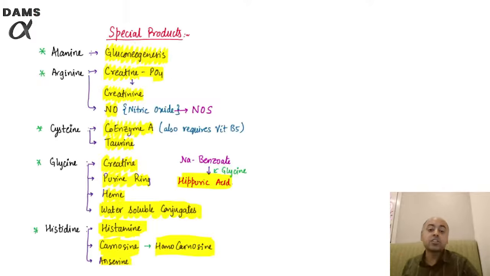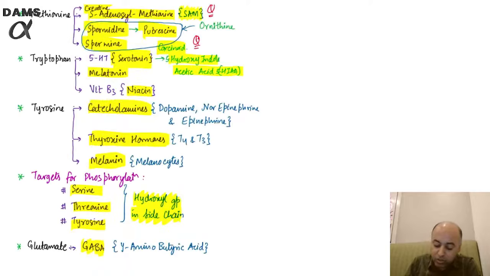These are known as the special products of the amino acid, where we talk about the gluconeogenesis, the formation of creatine, the formation of nitric oxide by the nitric oxide synthase, the formation of purine ring, the formation of heme, the formation of histamine, the formation of S-adenosylmethionine, and the formation of serotonin, melatonin, niacin, vitamin D3, the formation of the catecholamines including the dopamine, norepinephrine, epinephrine, formation of the thyroxine hormones, formation of melanin, and formation of the GABA. So these are some of the commonly asked questions.